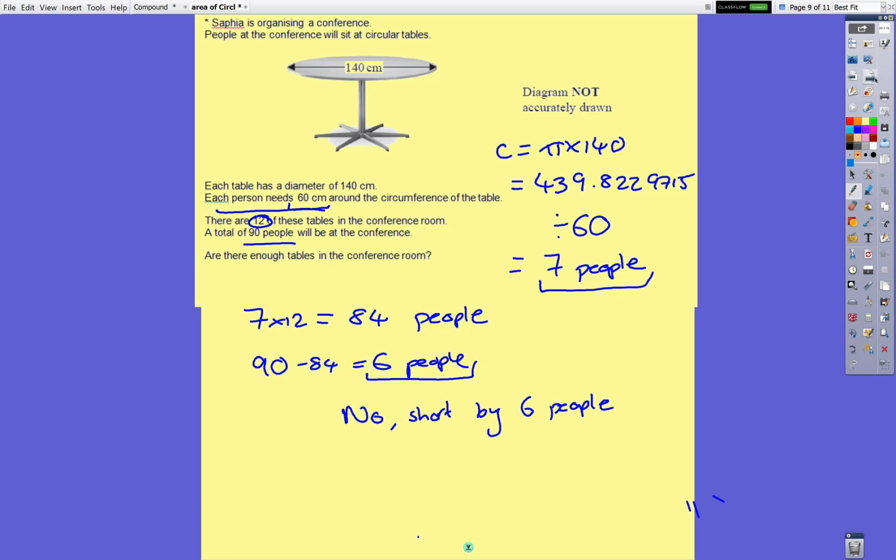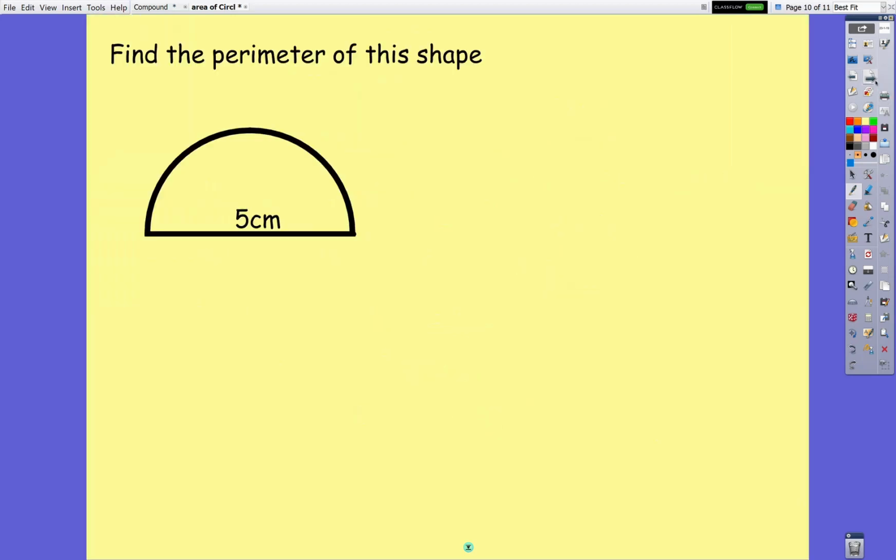Right, now some of the trickier questions look like this. Notice the words: find the perimeter of the shape, not the circumference, but the perimeter. Start off with actually drawing in your full circle. So we've got C equals pi times diameter. So pi multiplied by 5.